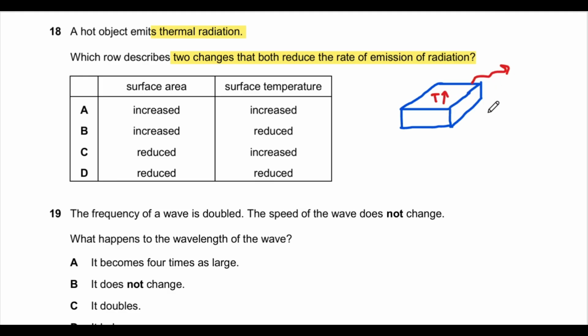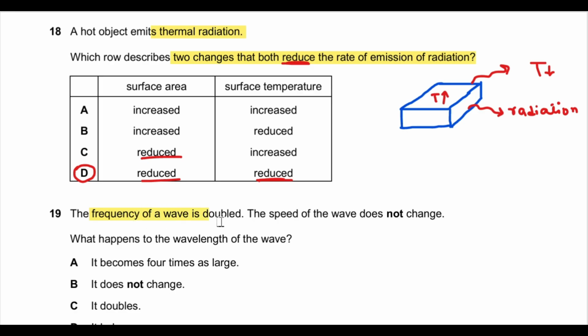So if an object is hot, that means its temperature is high and it is emitting thermal radiation. The radiations are emitted from the surface. So to reduce the amount of radiations, we have to reduce the surface area of this block. So firstly, the surface area should be reduced, and also the radiations are being emitted because the temperature of the surface is very high and it is moving towards lower temperature. So to reduce the amount of radiation, the temperature of the surface of the block should be reduced. So the option D is correct. We have to reduce the surface area and the temperature of the surface.